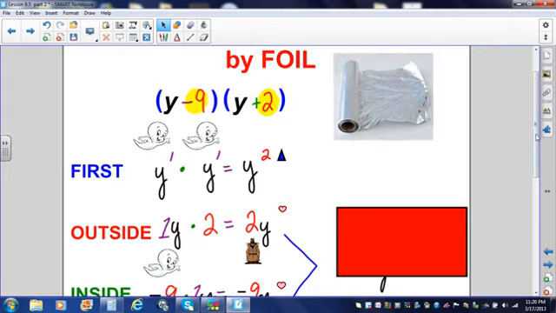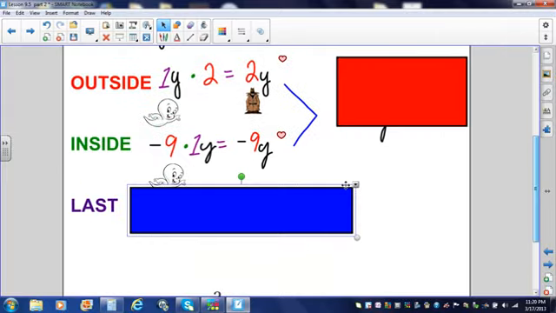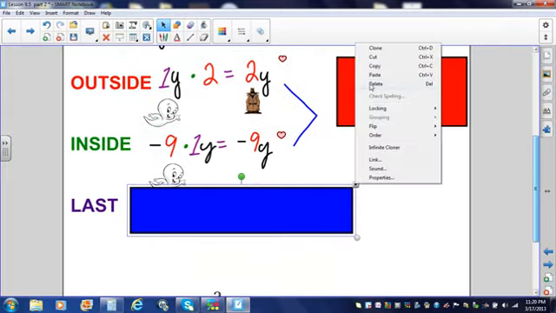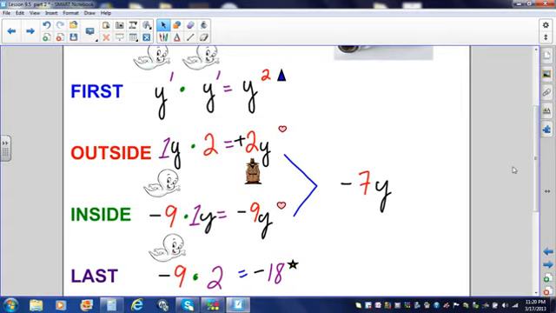Last times last. -9, excuse me, -9 times 2 gives us -18. I have 2y and -9y. When I do -9 and +2, I'm combining like terms, CLT. That gives me a -7y.